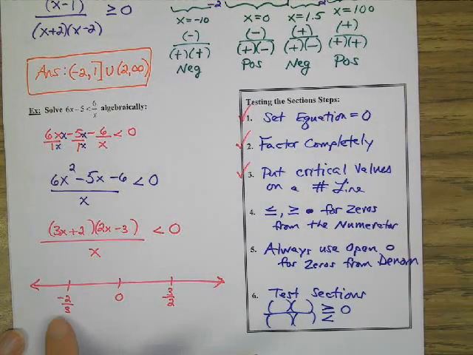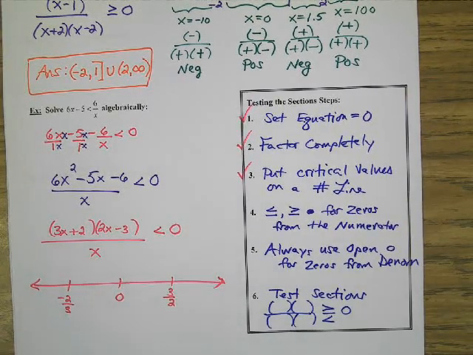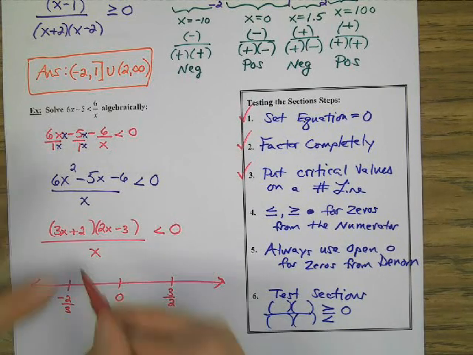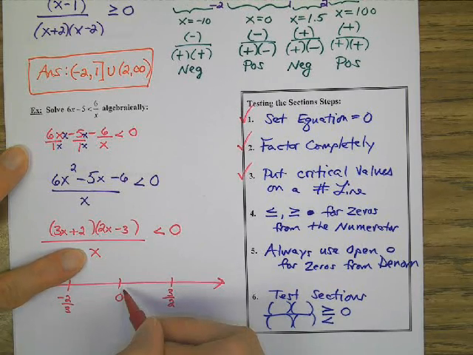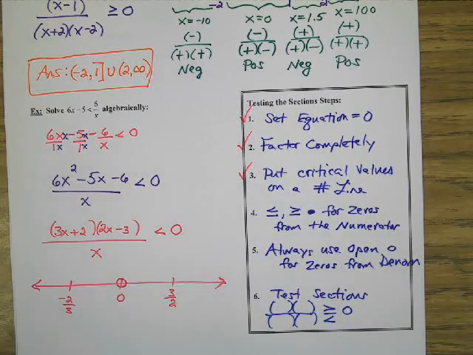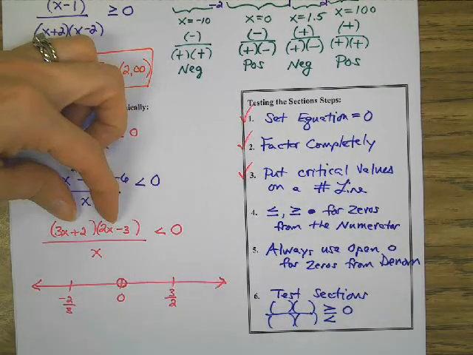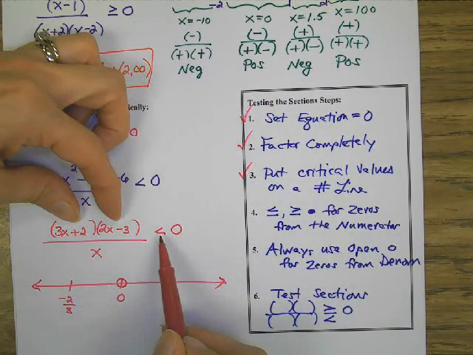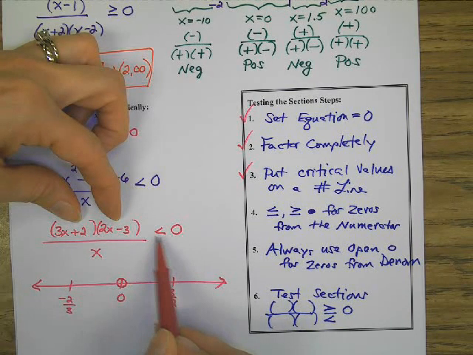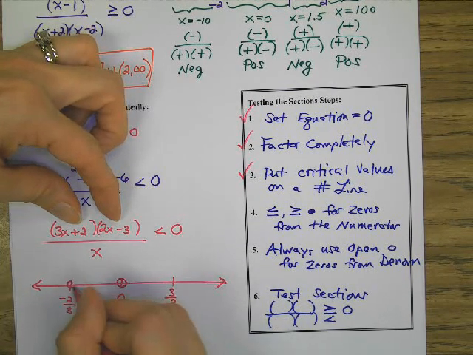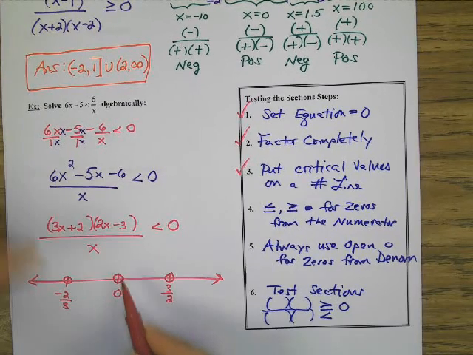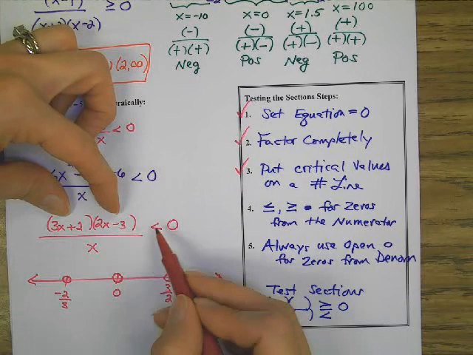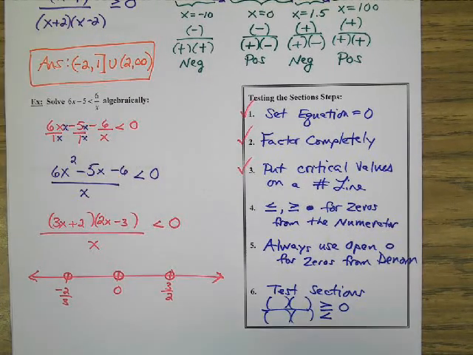0 comes from the denominator. Remember what I told you to put? If it comes from the denominator, always use what kind of bubble? Yes, an open bubble. If they come from the numerator, it depends. Okay, it depends on the sign. In this case, it's a less than sign, so we're going to use open. Okay, once again, denominator always gets open. And the top depends on the sign right there. Okay, critical values. I've got my open bubbles. I've got my closed bubbles. Okay, it's time to test the sections.